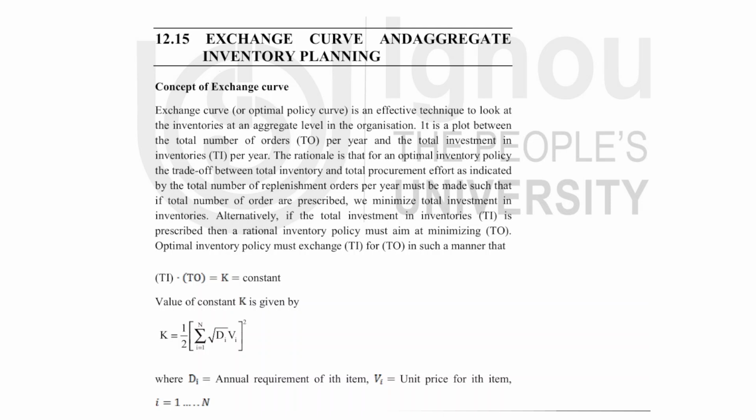In today's session, we will start with Unit 12, subsection 15. So this is the last part of Unit 12. It's a lengthy unit. Today we will discuss the exchange curve and aggregate inventory planning. Okay, so the concept of the exchange curve.